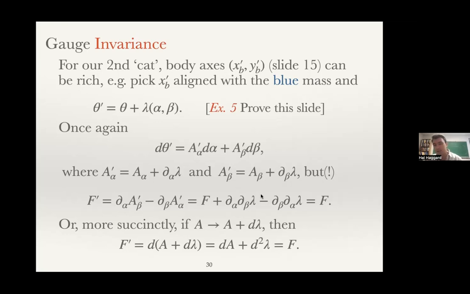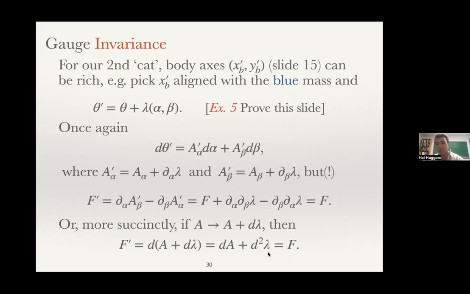I just did this in coordinates so you could see it, but of course this is a place where the differential form language is massively powerful. So what am I saying? I'm saying that under a gauge transformation, the gauge potential changes by a total differential, d lambda. D alpha lambda and d beta lambda are just the components of that total differential. And what is F? Well, by definition, F is the exterior derivative. So we get dA plus d2 lambda, but the second exterior derivative vanishes identically. And so this is another proof of the invariance of this field strength.